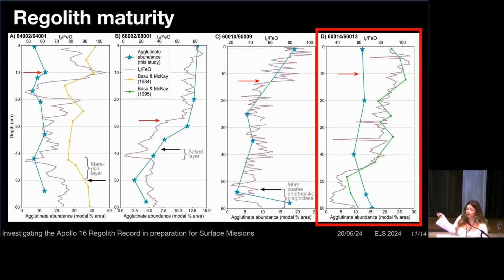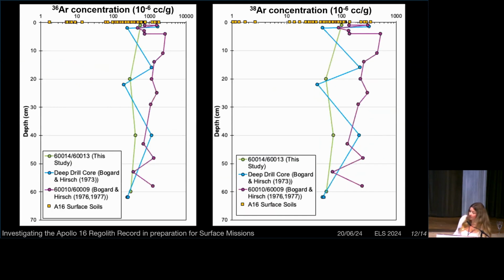So the literature shows there might be a stratigraphic horizon at 47 centimeters, but this isn't shown in our agglutinate counts. And this begs the question of, is this a bias of the ChemScan method, or is this to do with heterogeneities on a centimeter scale? And so to answer this question, we've looked at noble gases, and I'm just going to show you a snippet of the noble gases because this is really recent work.